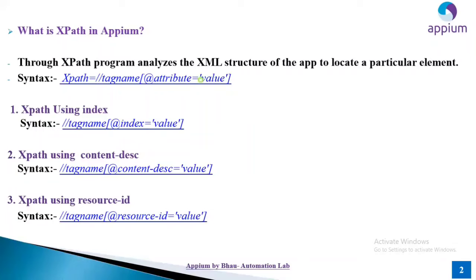First of all, the syntax to create an XPath in Appium is //tag name, in brackets, attribute equal to value, and bracket close. Same as in Selenium, we create an XPath with the same syntax, but the attributes and values are quite different in Appium. Let's start with the first example: how to create an XPath using index.